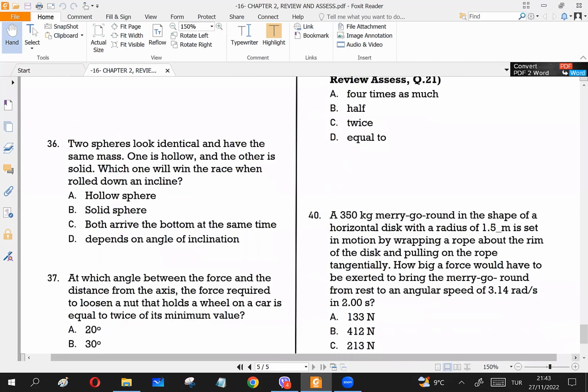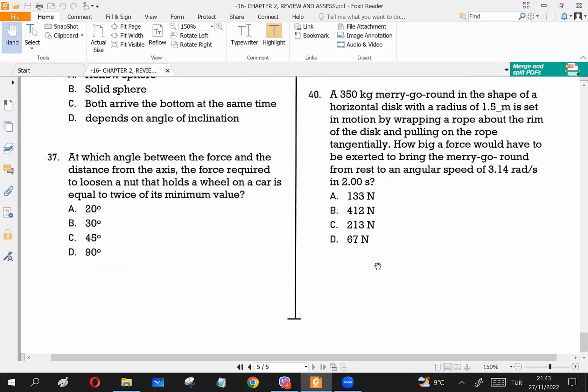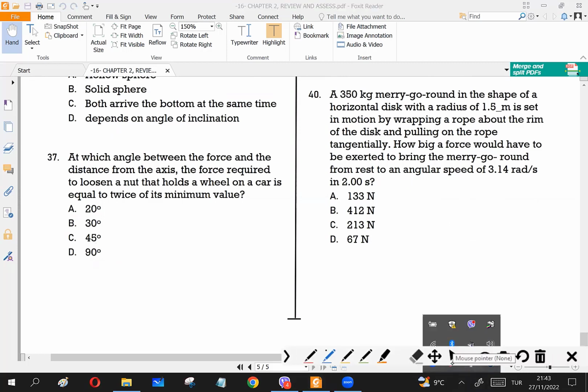So now, last question. A 350 kilogram merry-go-round is in the shape of a horizontal disc with a radius of 1 meter. It is set in motion by wrapping a rope around the rim of the disc and pulling the rope tangentially. How big a force would have to be exerted to bring the merry-go-round from rest to an angular speed, this number, in 2 seconds?